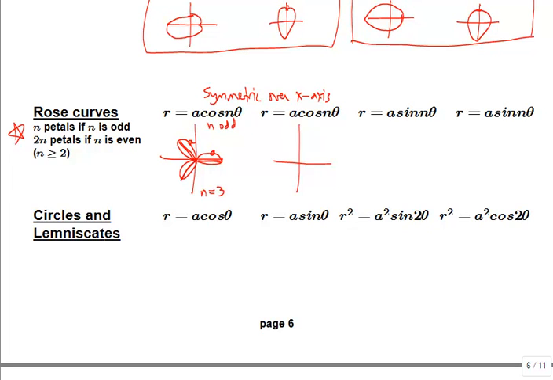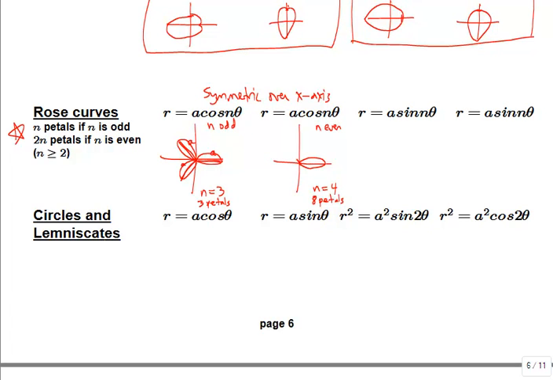So this is A, and this is A. Now if the n is even, like if I drew n equals 4, your first petal is still going to be on that positive x-axis, but then you're going to have twice as many petals. So for the odd case, this only had 3 petals, but for n equal to 4, this is actually going to have 8 petals. So we need to evenly space out 8 petals.